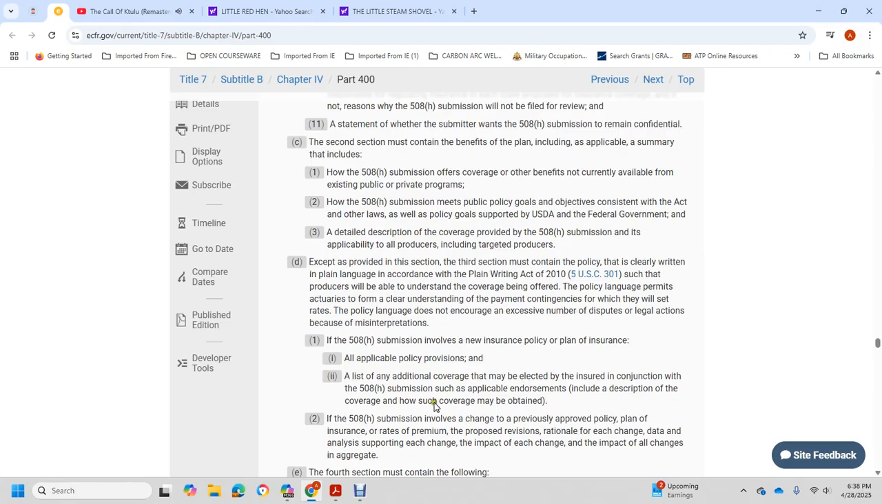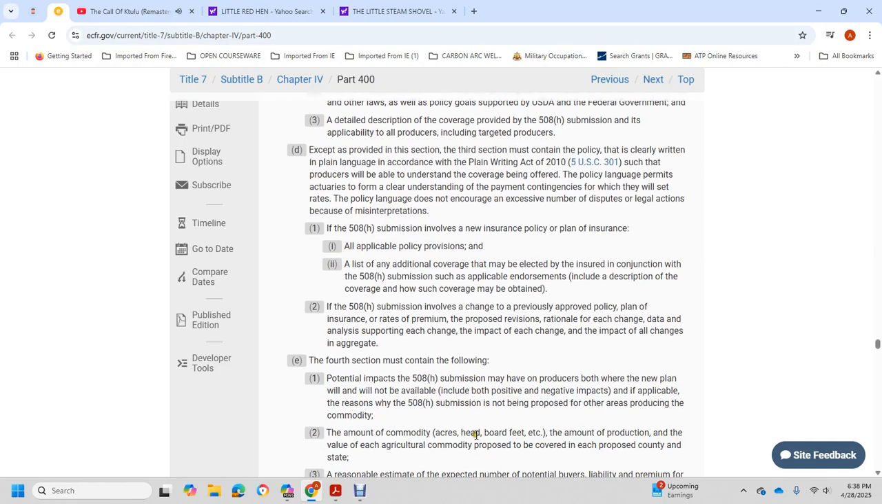A 508 submission involved with a change to a previously approved policy and plan of insurance with the rates of the premium and the proposed revision with the rate of each of the changes, with the data and analysis supporting each of the changes, the impact of each change, and the impact over the change in the aggregate.